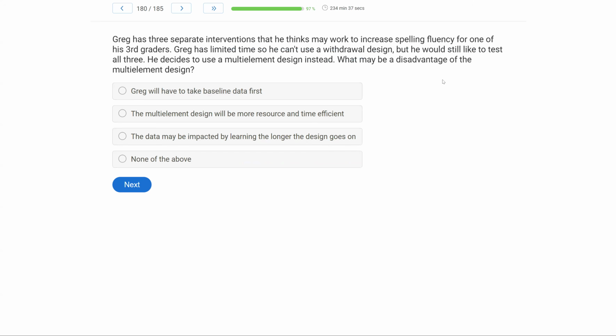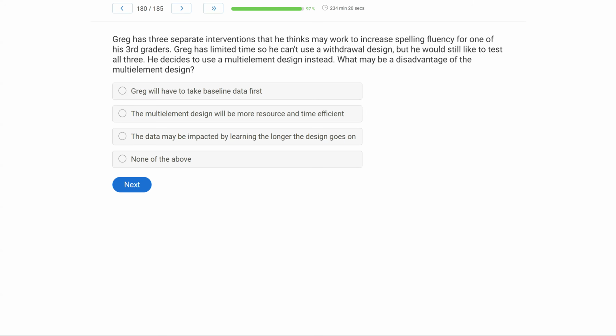Greg has 3 separate interventions that he thinks may work to increase spelling fluency for one of his 3rd graders. Greg has limited time, so he can't use a withdrawal design, but he would still like to test all 3. He decides to use a multi-element design instead. What may be a disadvantage of the multi-element design?